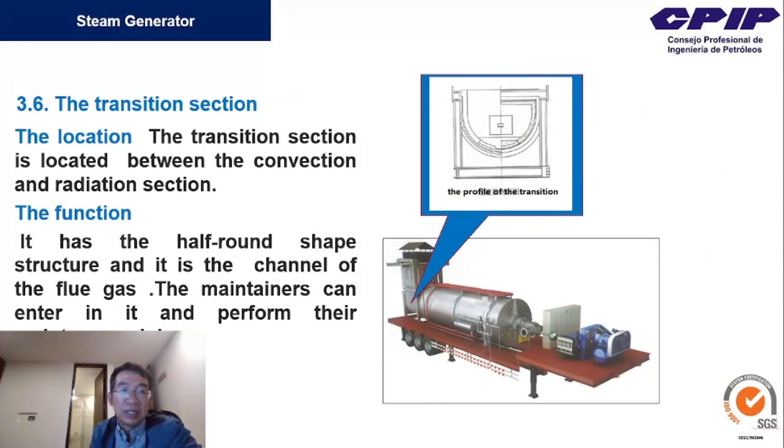(3.6) is the transition section. The transition section is located between the convection section and the radiation section. It has a half-round shape structure, and it is the channel of the flue gas. The maintainers can enter it and perform their maintenance job.